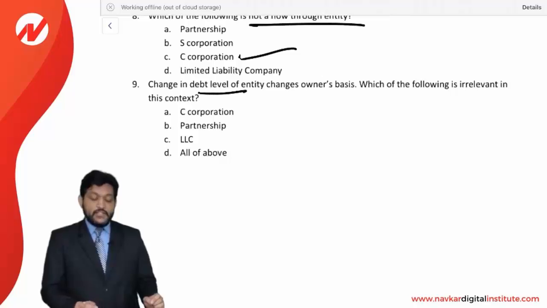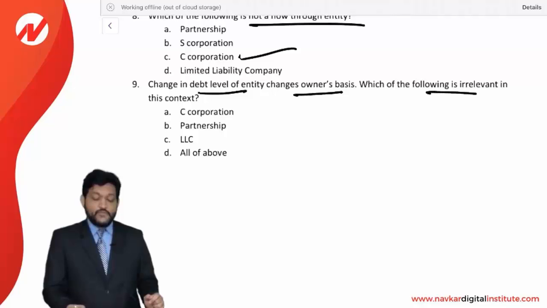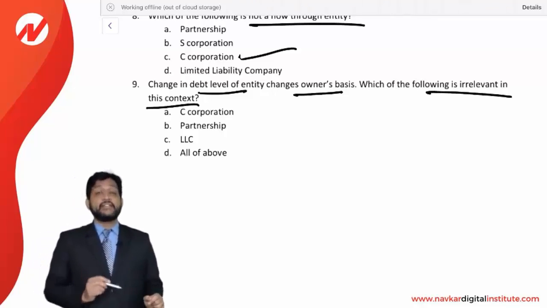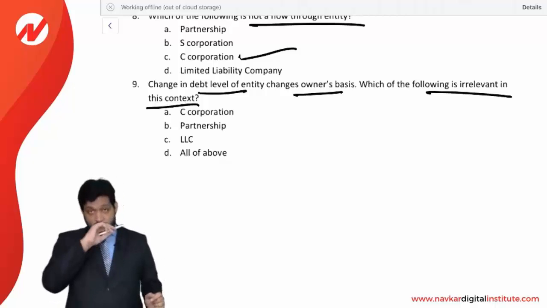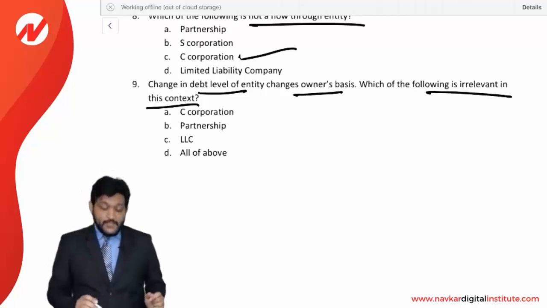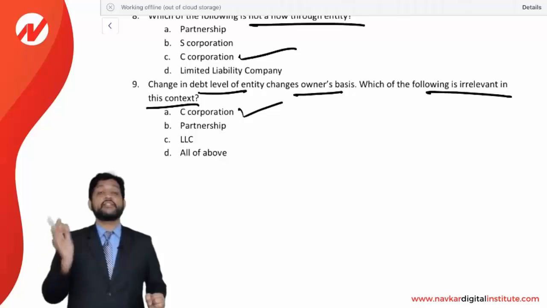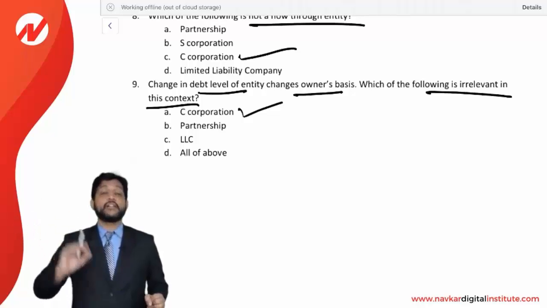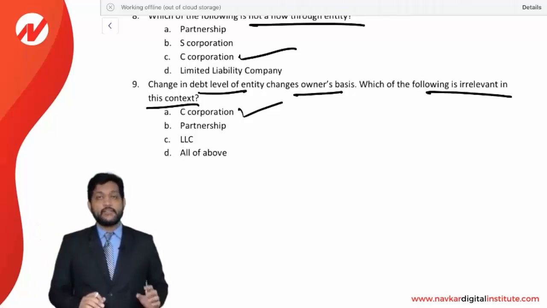Change in the debt level of entities changes the owner's basis. Which of the following is irrelevant in this context? It means in which of the following entities a change in the debt level will not change the owner's basis? Answer is C corporation. For a C corporation, a change in the debt level is not going to change the shareholders' basis. Remaining partnership, LLC all have that option that a change in the debt will change the partners' or members' basis.